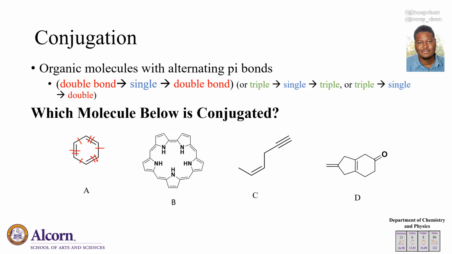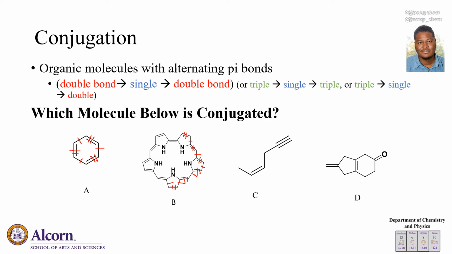Let's take a look at molecule B. Again, I'm going to start here with a double bond. I see a single bond, another double bond, a single bond, double bond, single, double bond, single, double bond, and another single bond. I can continue this on with the rest of this molecule, and I will see that this molecule also has that alternating double single scenario. So molecule B also appears to be conjugated.